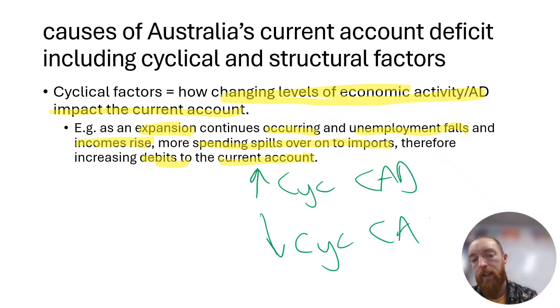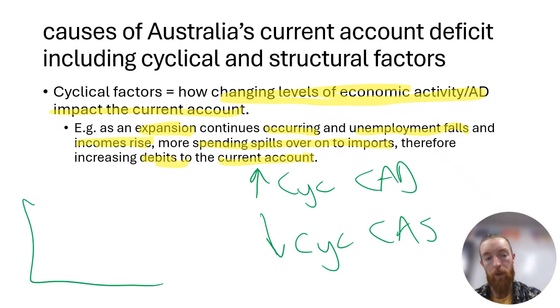So when we're in an expansion on the business cycle, and we're on a rise, so we're going up, that is going to lead to more spending spilling over into imports because of higher average incomes. And that leads to more debits in the current account and possibly a cyclical current account deficit.